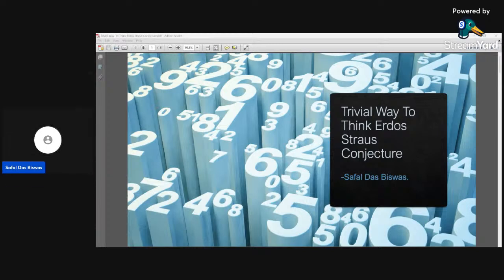So, the trivial way to think about the Erdos conjecture. I will cover some preliminaries before the talk, that is, divisibility of integers and all that. So let me start the talk without much delay.